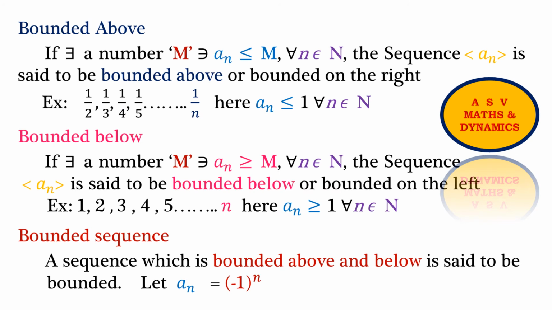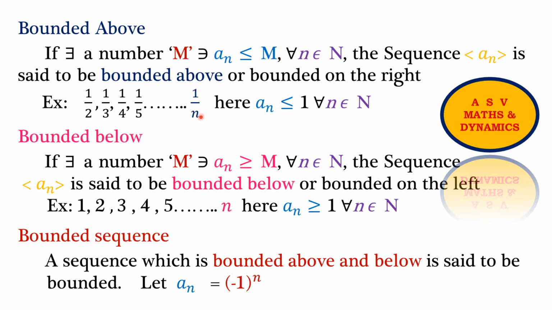Bounded above: how do you understand it? Simply, an is a sequence. In the sequence an, if you take any one term, it must be less than or equal to m. This is the condition. If every term of the sequence is less than or equal to m, it is bounded above. For example, an is equal to 1 by n. If you substitute n equal to 1, 2, 3, like this, you get the sequence 1, 1 by 2, 1 by 3, 1 by 4, and so on, 1 by n.